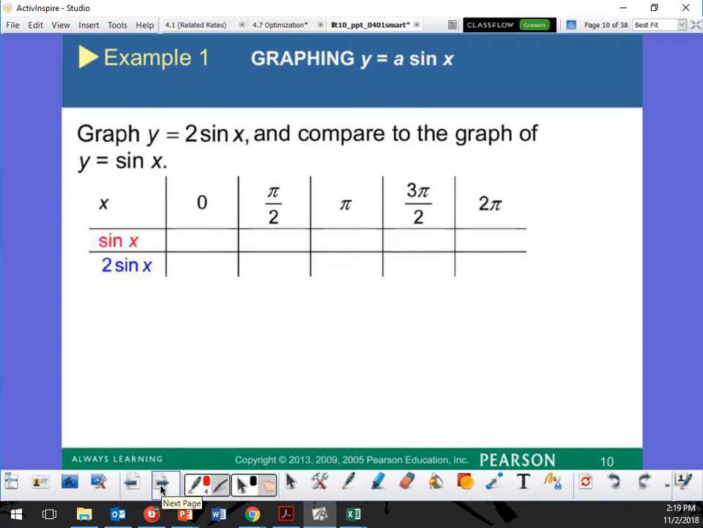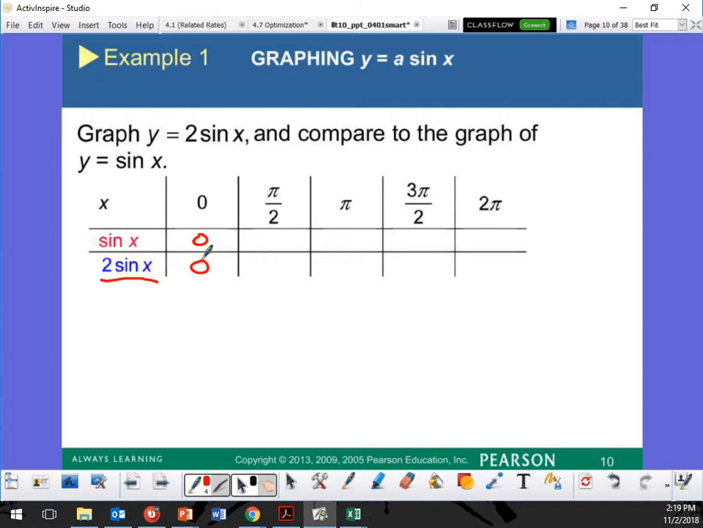Okay, I'm going to try and confuse you here. You ready? So right here, this is going to be your x values. Magic finger on 0. What is sine at 0? 0. Now, this next part down here says 2 times sine. But we just said the sine is 0, right? So what's 2 times 0? 0. Very good.